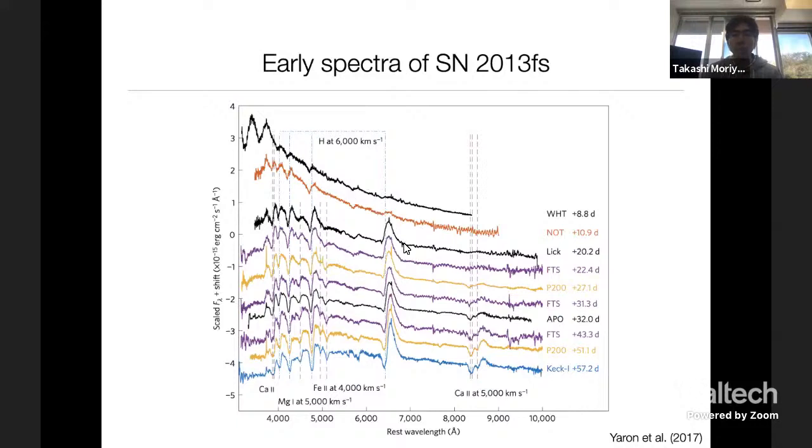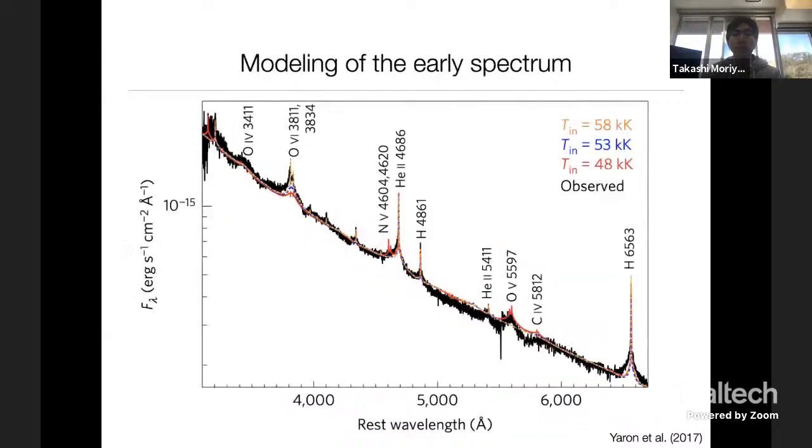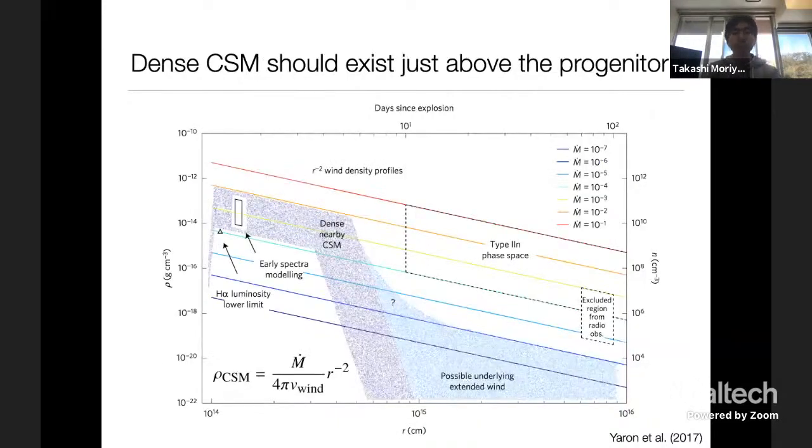So there's nothing. If we were observing this object from 10 days after the explosion, there was nothing special about this object. But this early spectra was very different from what we typically see from type 2 supernovae. And then this early spectra was modeled, and especially this emission line actually indicates there must be some dense material there. Based on the spectral modeling, one can estimate the circumstellar density around this type 2 supernova progenitor. And this is what they got.